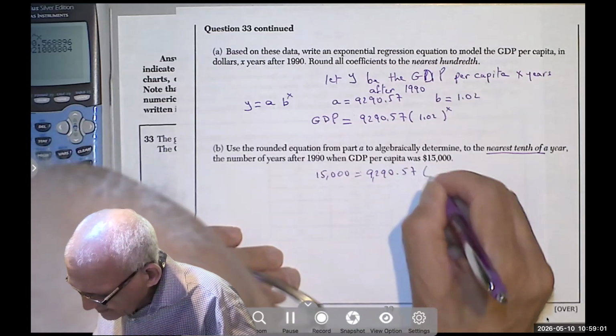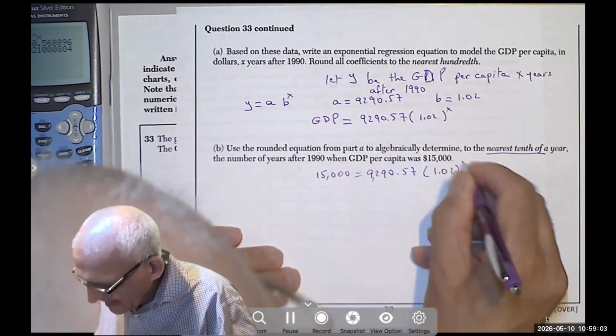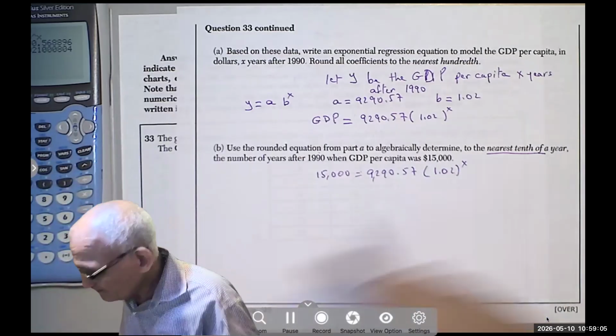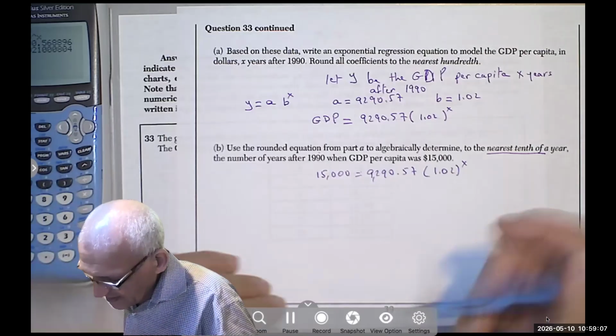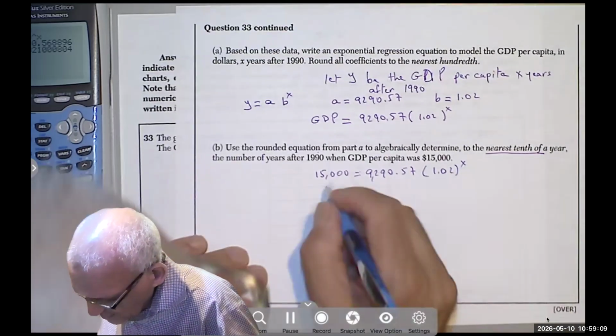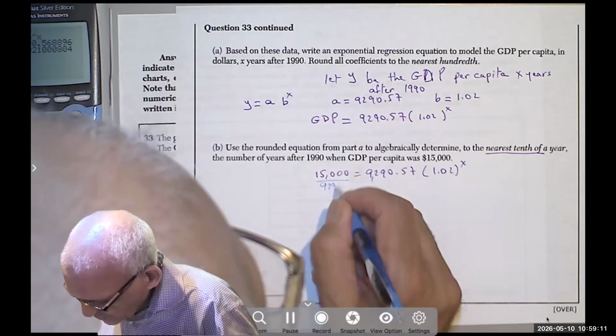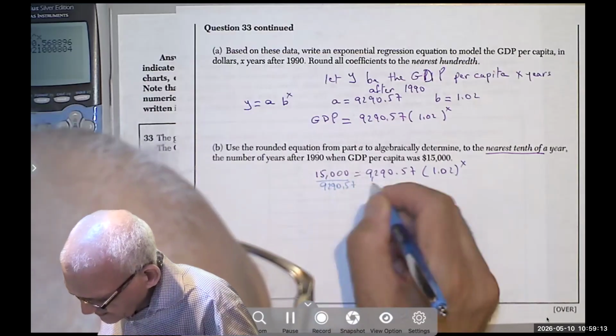9290.57 times 1.02 to the x, and we want to solve for the x. So of course, the first thing you do to isolate the x is to divide both sides by 9290.57.